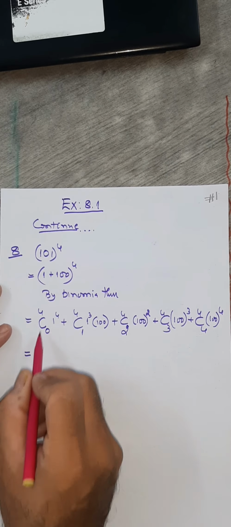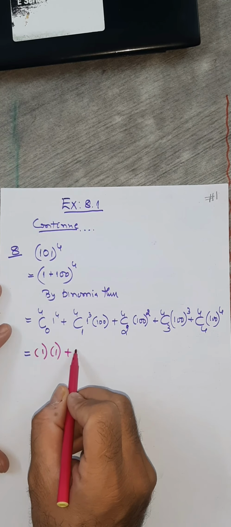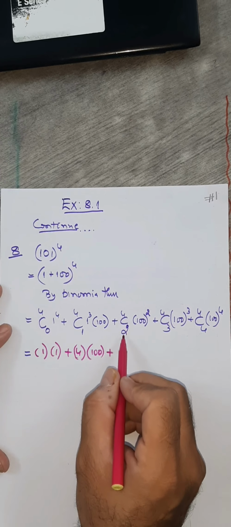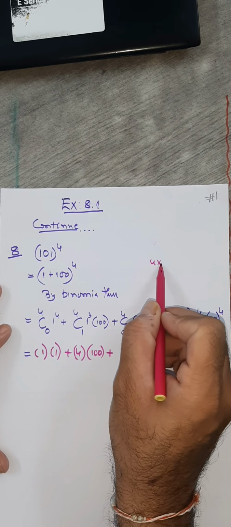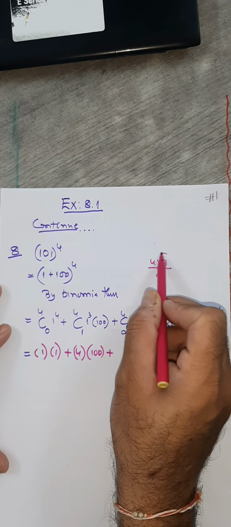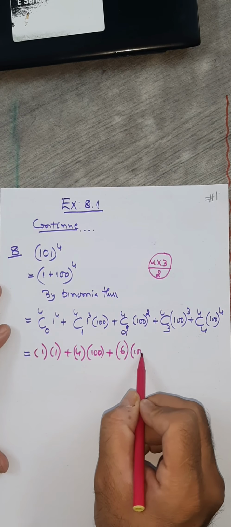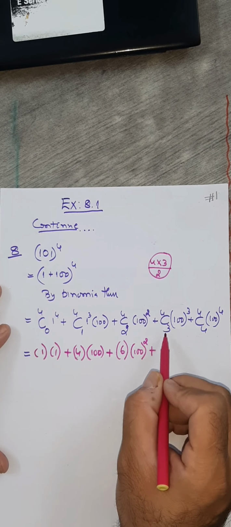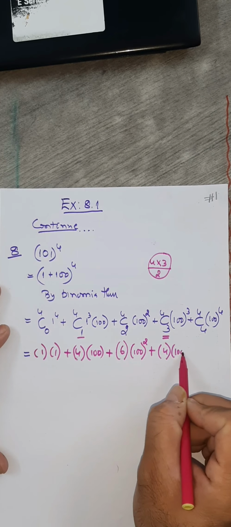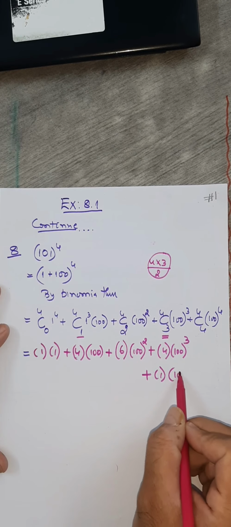What's 4C0? It is always 1 into 1. What is 4C1? It is 4, 4 into 100 as it is. This gives us 400. What is 4C2? It is 4 into 3 into 2 factorial, that will get cancelled with this, so you just have by 2. So you have 6 into 100 square. 4C3 is same as 4C1, which is just 4 into 100 cube. And finally 4C4 is just 1 into 100 raised to 4.